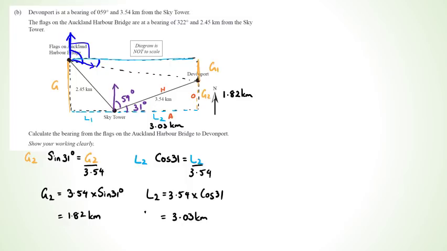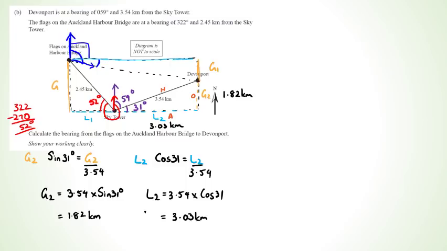Okay, next I need to work out L1 and G. Now to do that, I need to have a look at the flags on the Auckland Harbour Bridge, which are at a bearing of 322 from Sky Tower. I need a different colored pen here, I'm running out. I'm going to use a red. So this is the bearing of 322, from here all the way across there. To find this angle, I can go 322 minus 270, which equals 52 degrees. So that there is going to become 52 degrees.